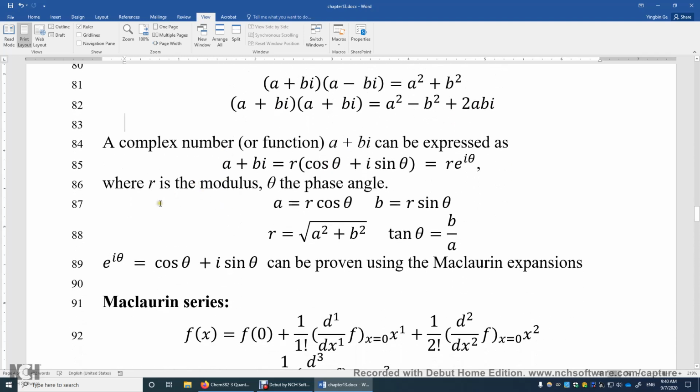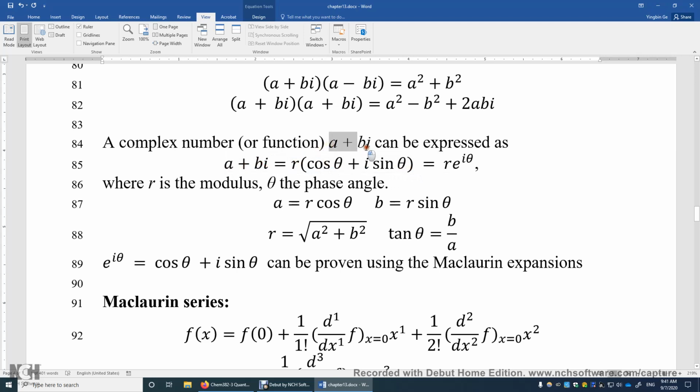All right, now let's look at an interesting equation here. A complex number or function, a plus bi, can always be expressed as this. a plus bi can always be expressed as r times cosine theta plus i times sine theta, and cosine theta plus i sine theta is e to the power of i theta. We'll prove this part later, but now first let's think about this. a plus bi is equal to r times cosine theta plus i sine theta. How can that be possible?